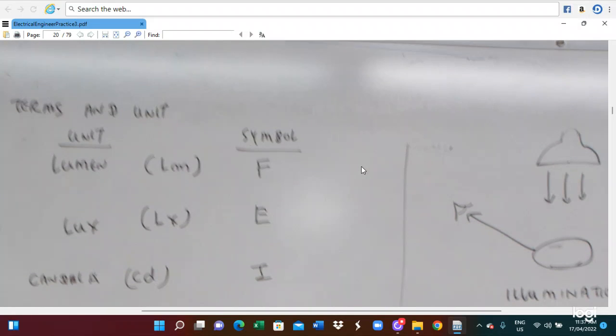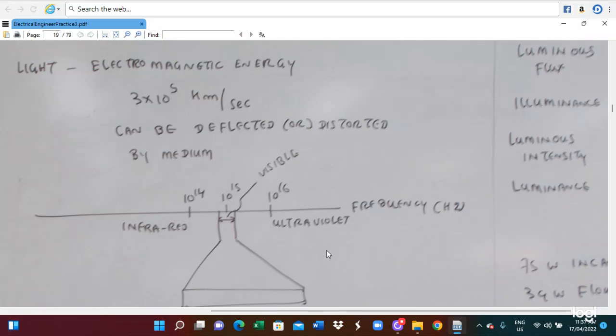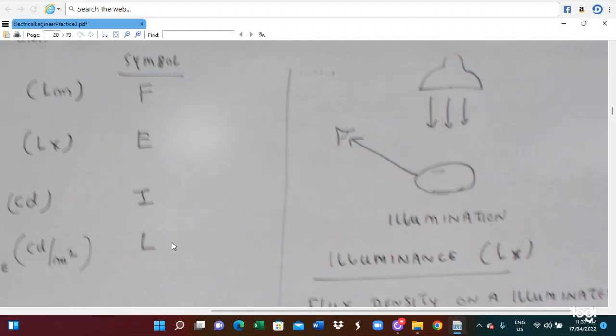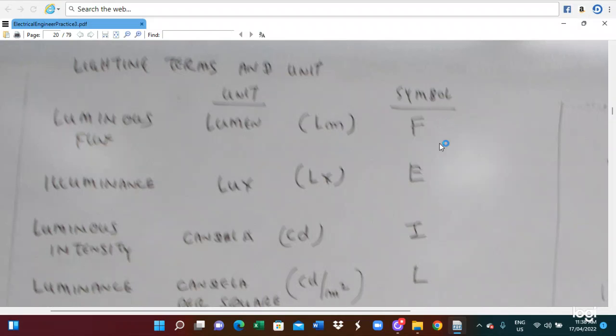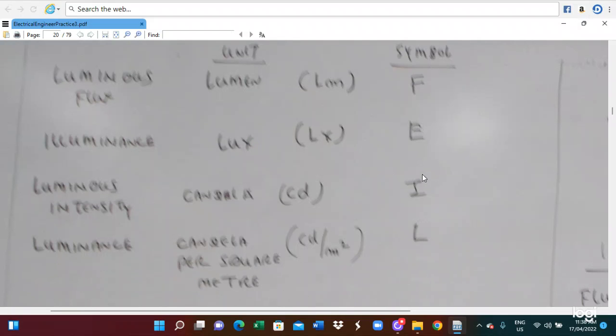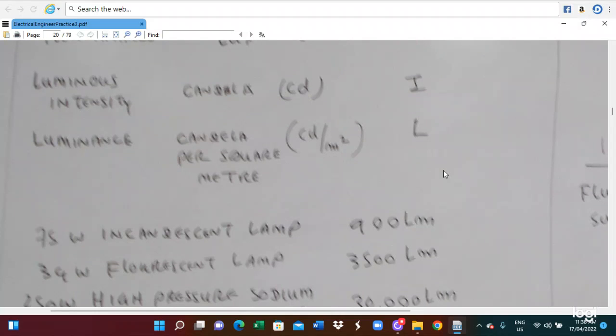Then we are talking about luminous intensity, luminous flux, and the calculation formulas. So these are the lighting terms and units. The luminous flux unit is the lumen, and the symbol is F. Illuminance unit is the lux, symbol E. Luminous intensity is the candela, CD, symbol I. Luminance is candela per square meter, CD per meter squared, and the symbol is L.